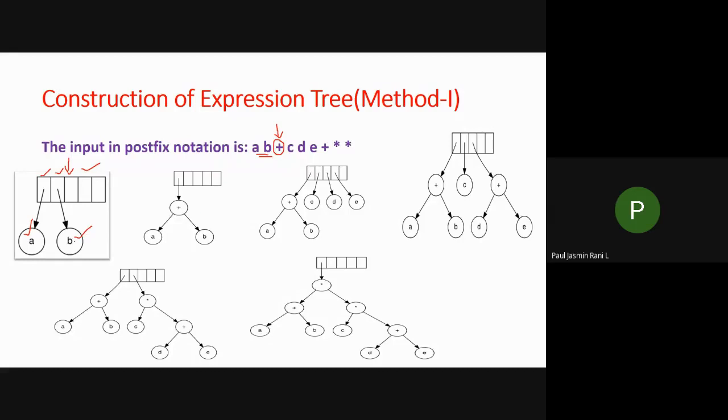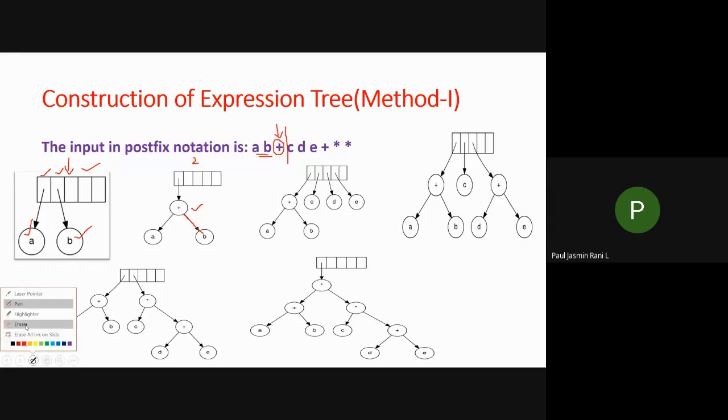Listen here, the first element I popped from your stack is B. That element you have to put as your right child, and the second element is your A, which you have to put as the left child of your operator plus. After creating your tree structure, again you have to push that tree structure inside your stack. So this is your second diagram after completing AB plus. Till now you completed only this AB plus. I hope you follow this.